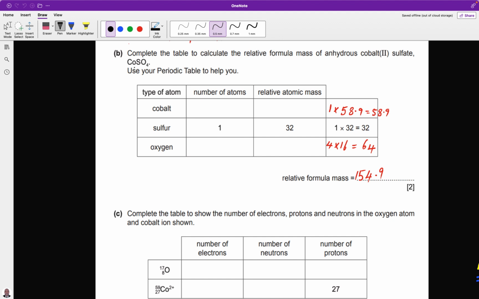Looking at the number of atoms here, how many atoms of cobalt are here? If you look at this diagram carefully, there's cobalt here. How many atoms of cobalt are there in this compound? We have just one atom of cobalt. We write one there.